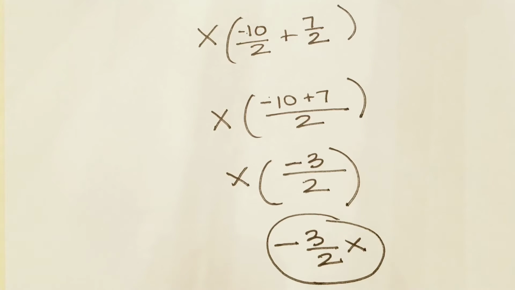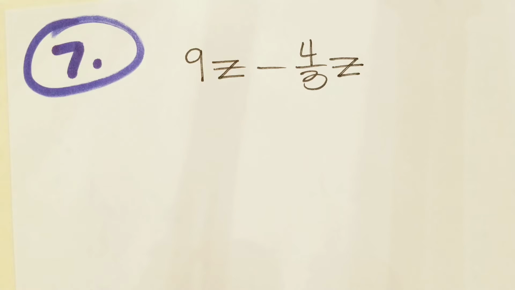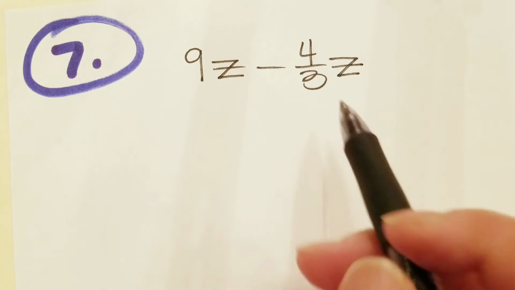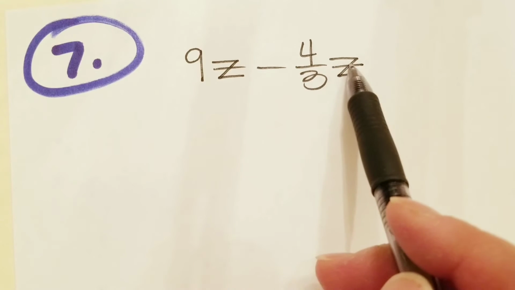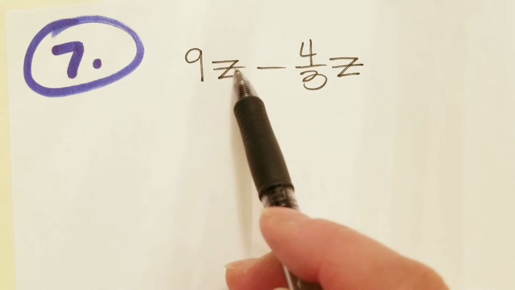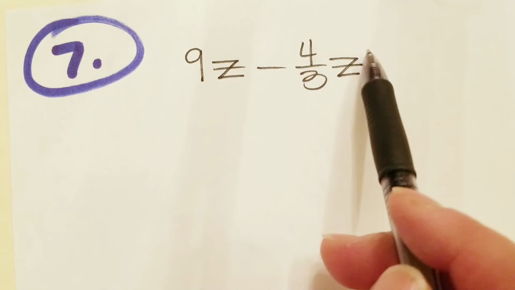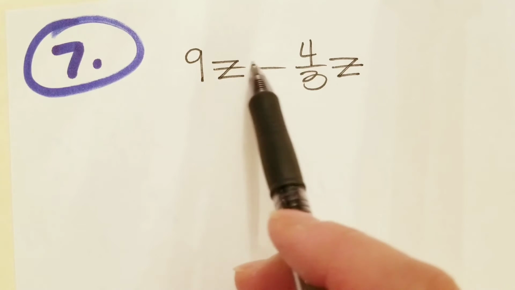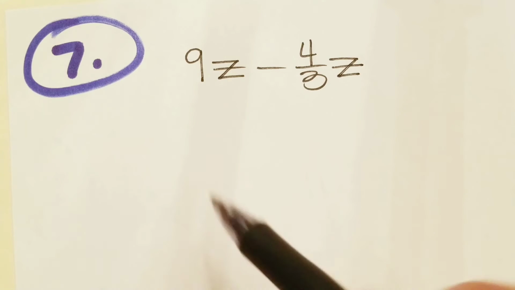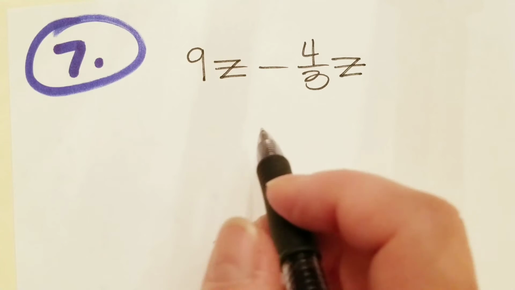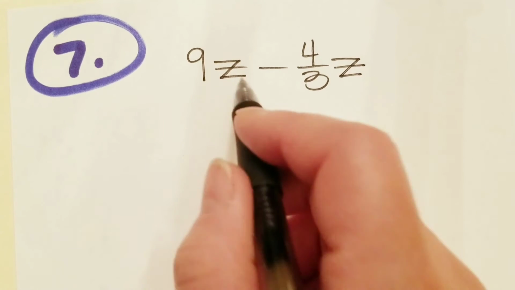Negative 3 halves x. Okay, looking at number 7, I see that I have a common or like term of z. Now, for those of you who have been in my class, you know that I draw lines through these z's because I don't want to confuse anyone. Sometimes our z's can look like a 2, so when you see me write those, there are z's, and just so we don't get them confused with 2's. So anyway, our like term is a z.